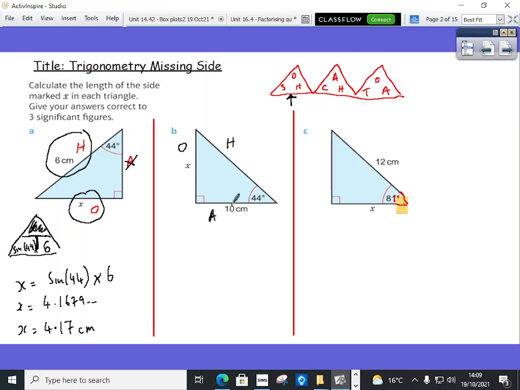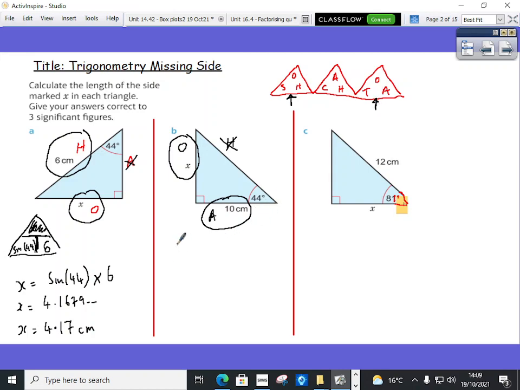I've got information about the adjacent, A, and I need to find what X is, which is O, the opposite. But H is redundant. I've got no information about that, so I leave that be. Now O and A, not in here, not in here, it's this one here, which is the tan function.